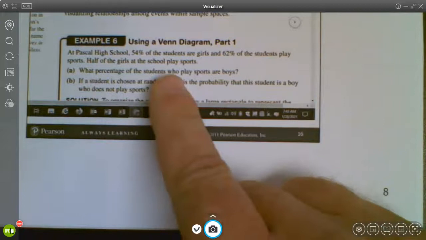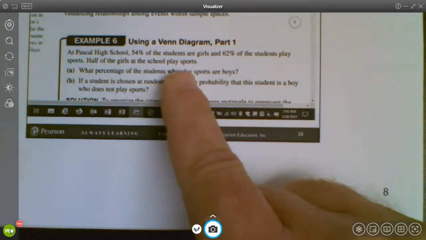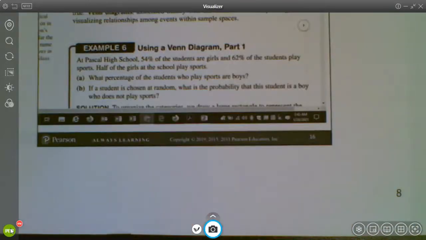Half the girls at the school play sports. So this one was a little tricky because the percent that they give us in the problem is about girls, but the questions they ask are about boys. So let's identify within the question, what are the two events that we're talking about? We're talking about sports and we're talking about the boys at the school. Okay, and so those are the two percentages we're going to need to know.